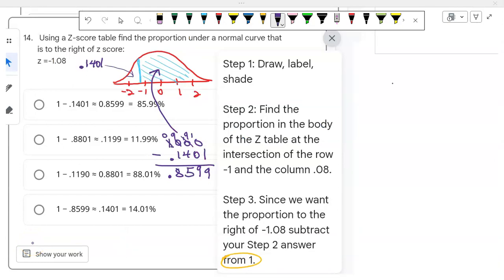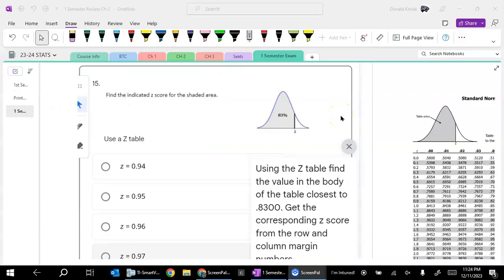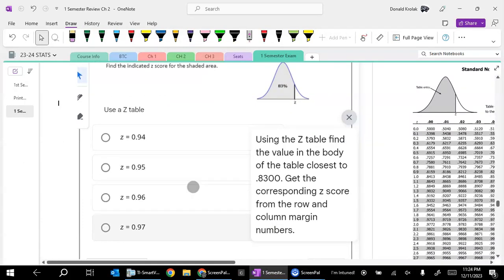That was to the left. So to get the area to the right, I'm going to take that and subtract it from 1. And that leaves me with 0.8599, which is 85.99%. That's the area to the right of that Z-score.